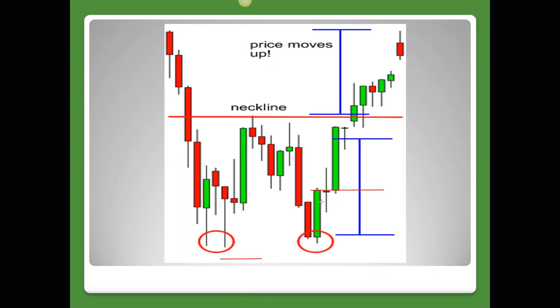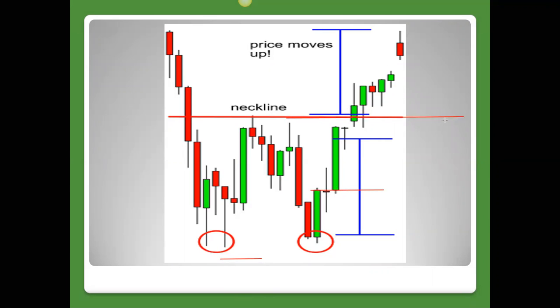And as you can see, our stop loss is quite tight in this case. So it's very small. So even if you're wrong, we only take a small stop loss. Our first target would be the neckline right here. This one here would be the first target.